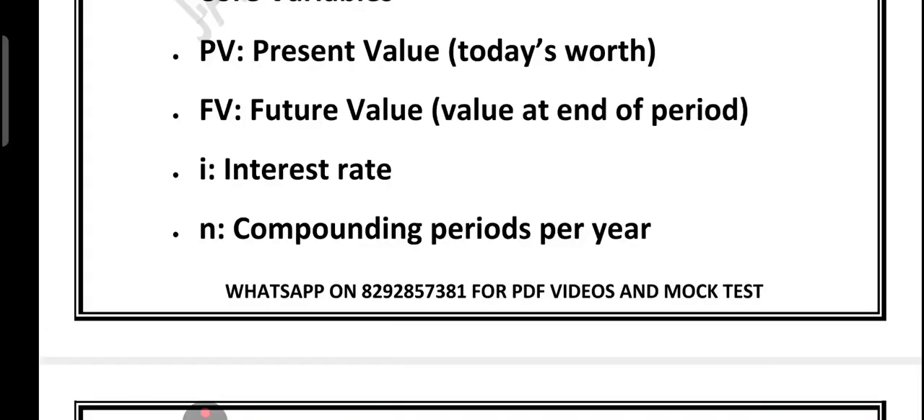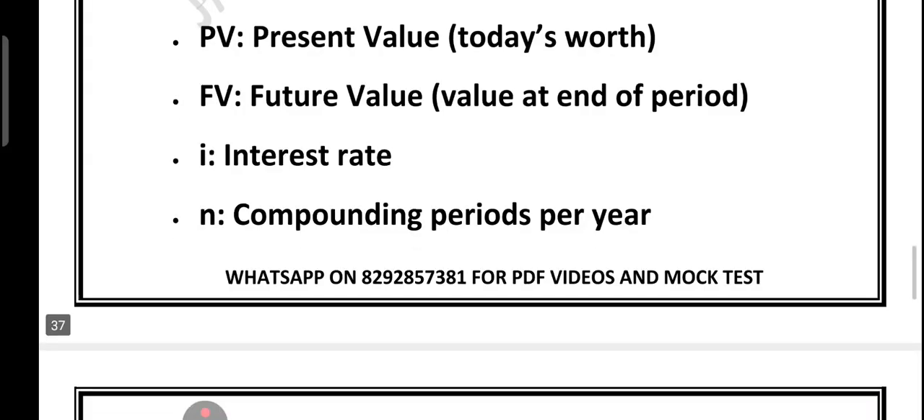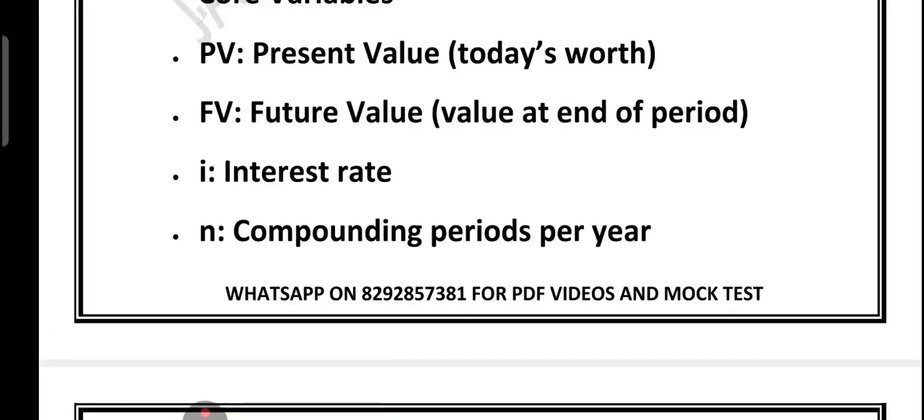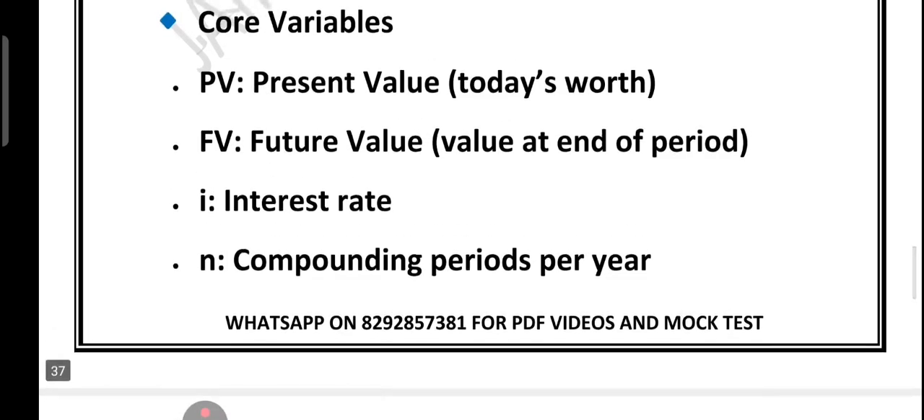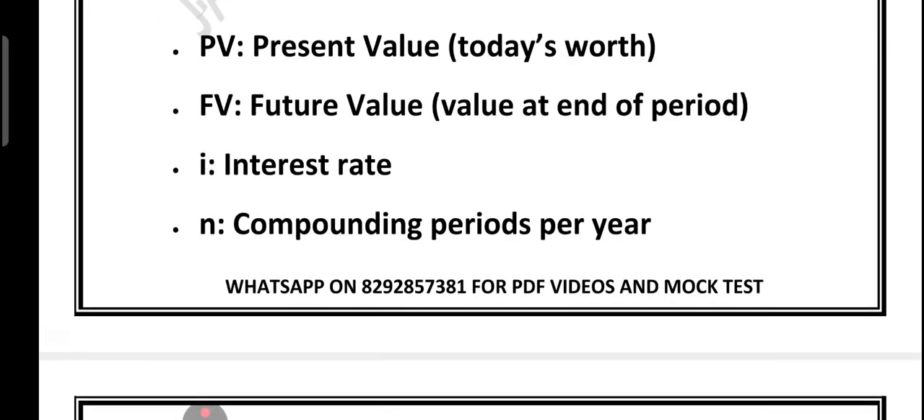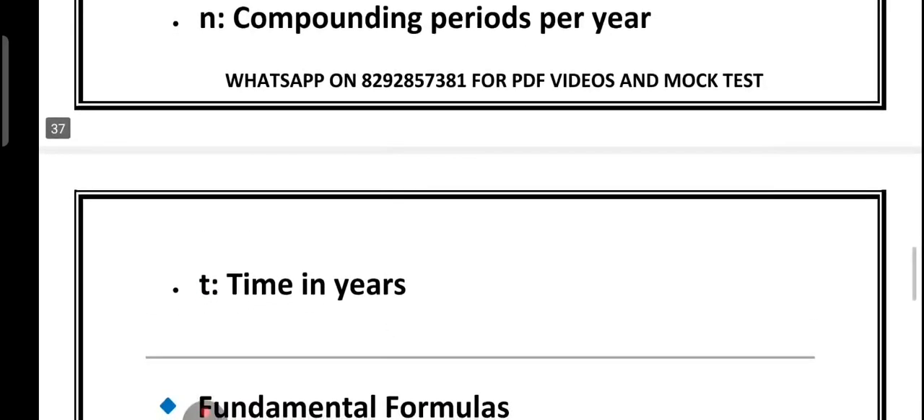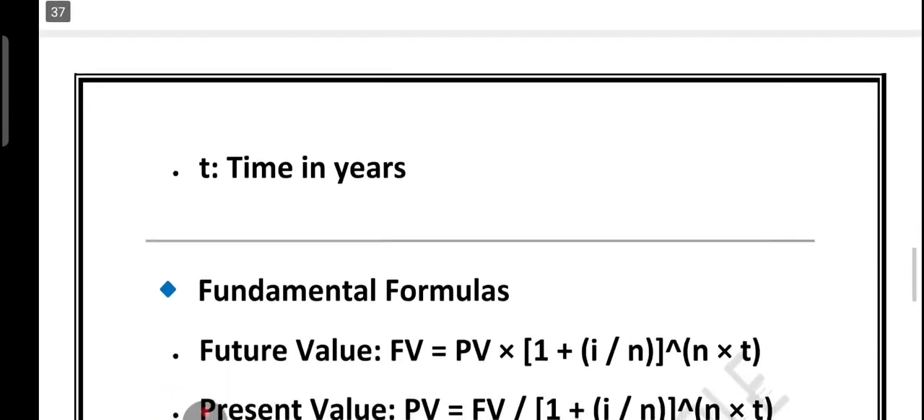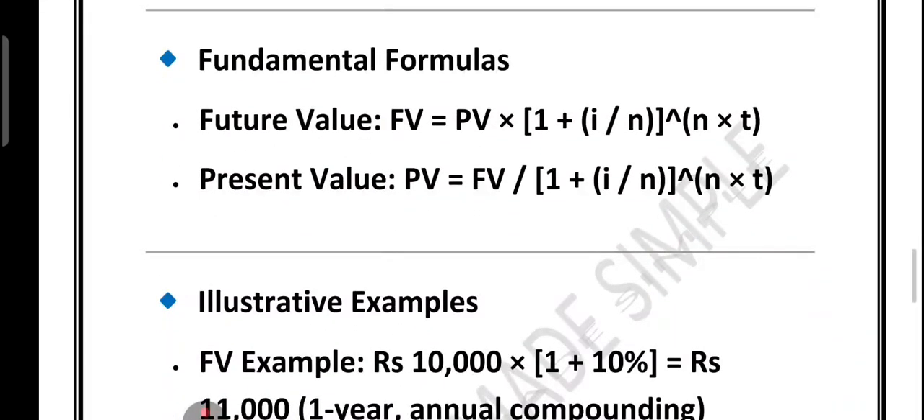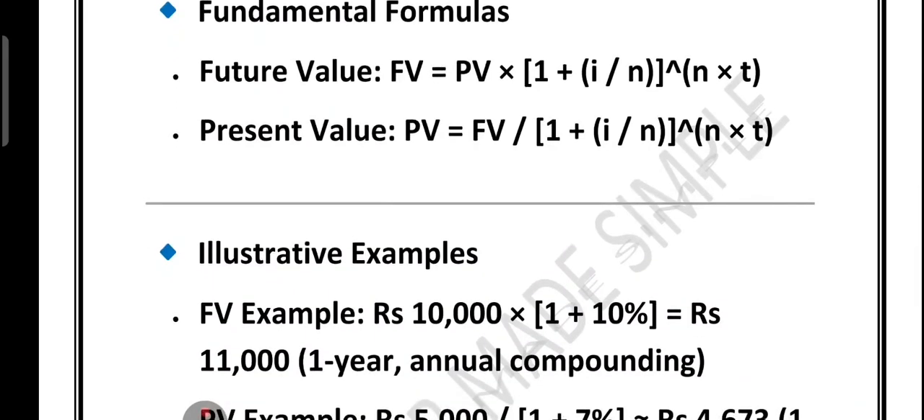Now let's dive deeper into the time value of money calculation. First of all, the core variables that we need to know. PV, which means the present value, the worth of money today. FV means the future value, what money will be worth at the end of the period. I is the interest rate. N is the number of compounding periods in a year. T is the time in years. The formula is very simple. Future value, which is FV, is equal to PV multiplied by (1 plus I by N) to the power N into T. Similarly, present value, PV, is equal to FV upon (1 plus I by N) to the power N into T.